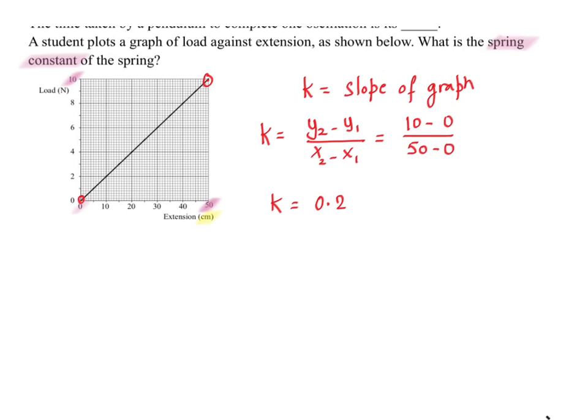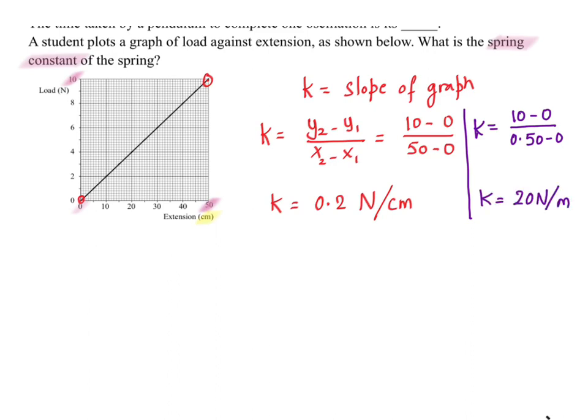Check what is extension plotted in. It's in centimeter, so it should be Newton per centimeter. Now if you want to find it in SI units, we should be converting centimeter to meter. So when you put the value 50, we'll write it as 0.5 because 50 centimeter is 0.5 meters. Then we get the answer for K as 20 Newton per meter.